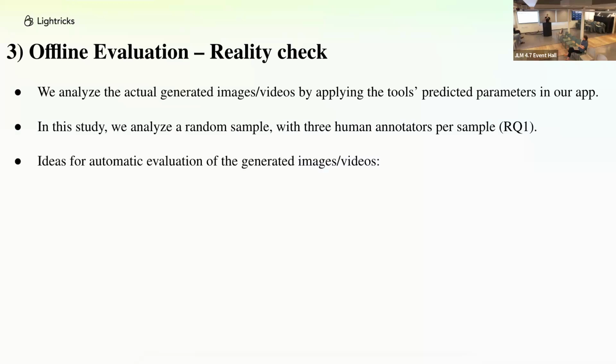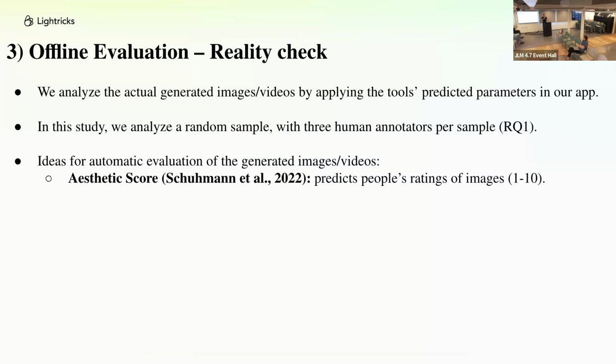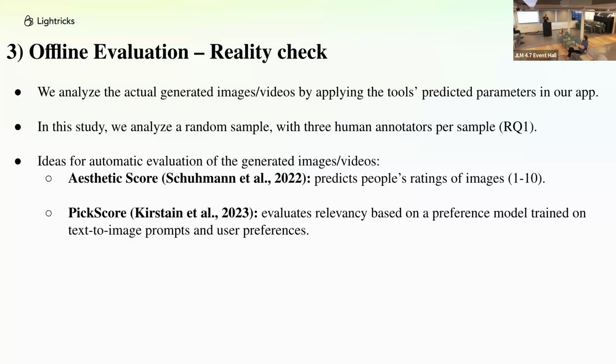But we also discussed automatic evaluation, if you're interested. Maybe it's for future work, but in our paper, we actually use humans. If we want to automatically evaluate the image, here are some cool metrics you should be familiar with. The aesthetic score is a metric that predicts people's ratings between 1 and 10 for how good the image looks, which can be relevant. And then we have the PickScore, which evaluates relevancy based on a preference model that was trained on text-to-image prompts. The PickScore gives you a score of how well the image is aligned with the text, according to what humans would say.